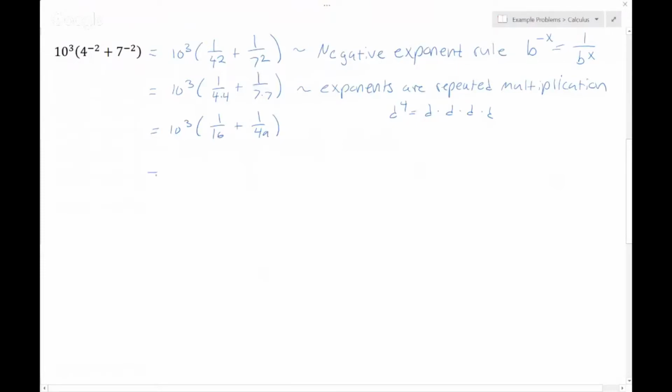Next, we have to find a common denominator so we can add these fractions together, which in this case can be done just by multiplying by 49 and 16 in fractional form. You can also find a least common denominator, which can simplify things quite a bit, but in the case where you're using a calculator or have one available, it's not really necessary.